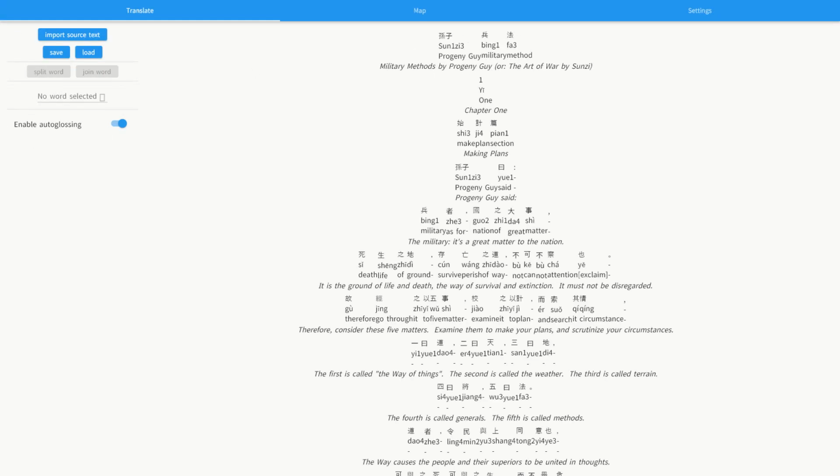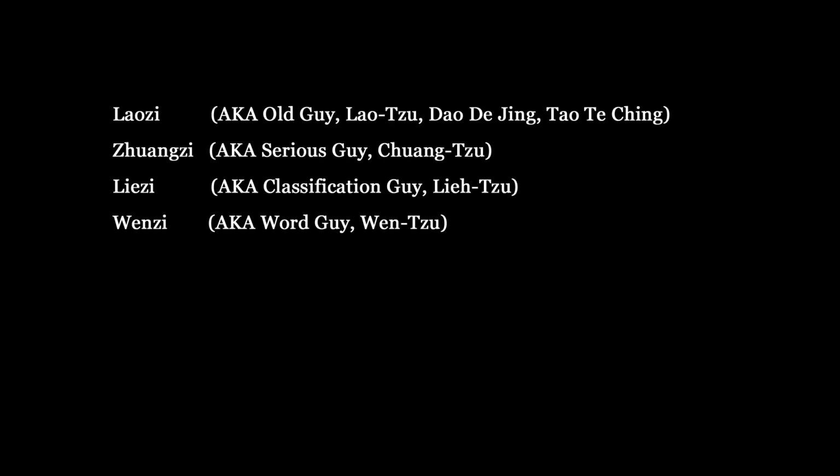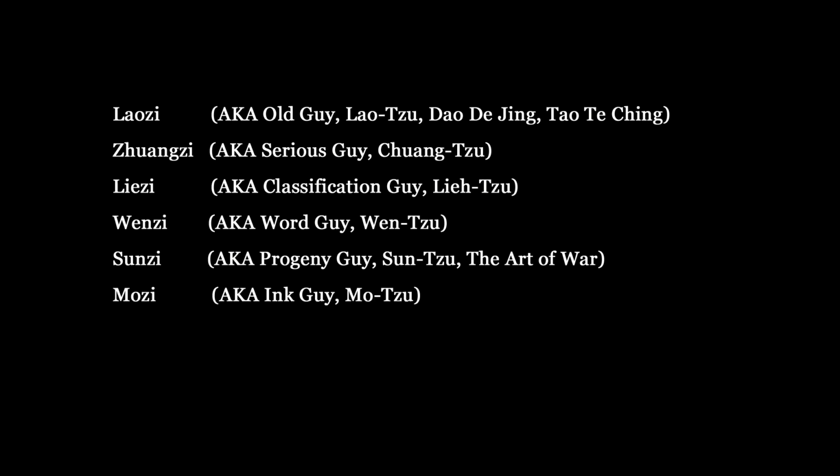But we're testing it on some ancient Chinese scrolls. I've translated the starts of the Laozi, the Zhuangzi, the Liezi, the Wenzi, the Sunzi, and the Mozi. I'll tell you when to pause in a few minutes if you want to read some drafts of those translations. Map mode isn't actually working right now. I showed it working earlier, but whenever you save and then load, it breaks.